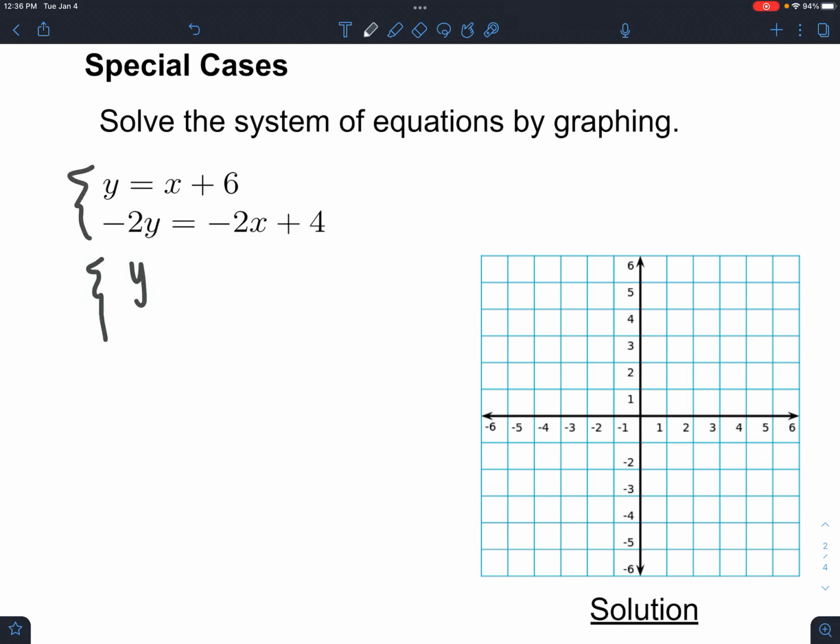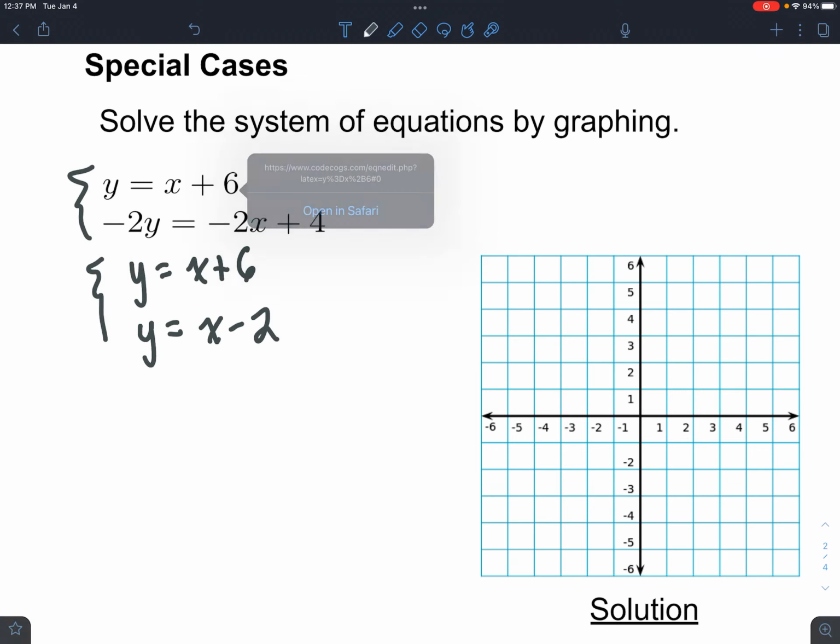Okay. So first equation looks great. Next equation needs to be divided by -2. Okay, make sure you see those steps and how that works out. All three of those terms, one, two, three of those all are divided by -2.